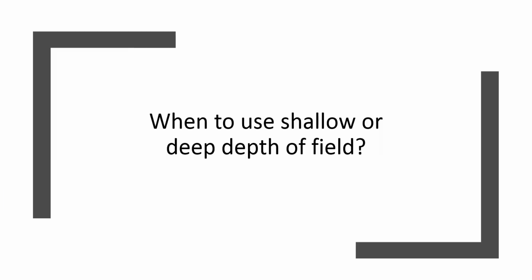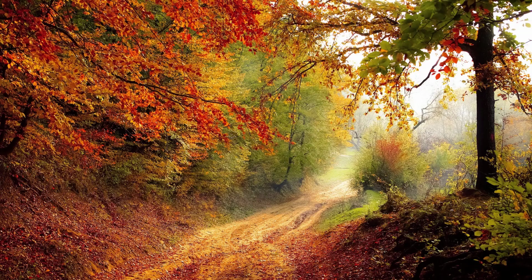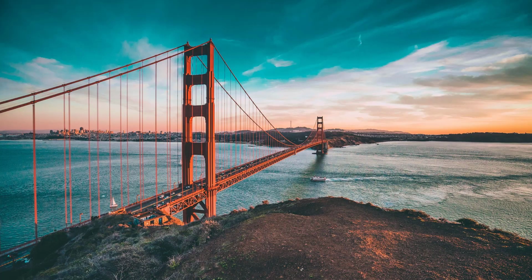So when do we use shallow or deep depth of field? In general, we use shallow depth of field when we want our subject to stand out from its background, such as in portrait photography or wildlife photography. In landscape photography, where we want our image to be sharp from front to back like this one or this one, it's best that we use deep depth of field.